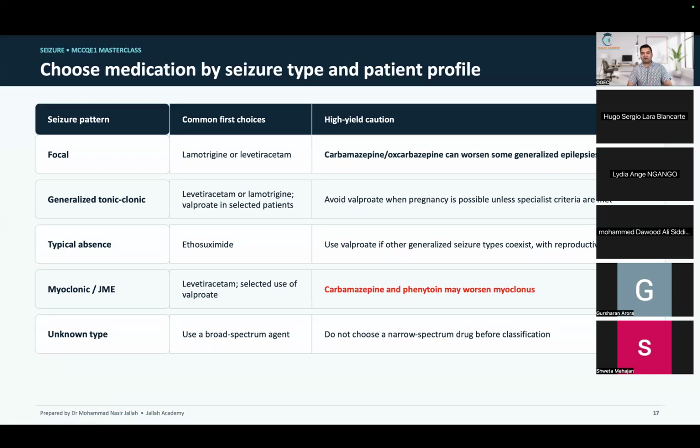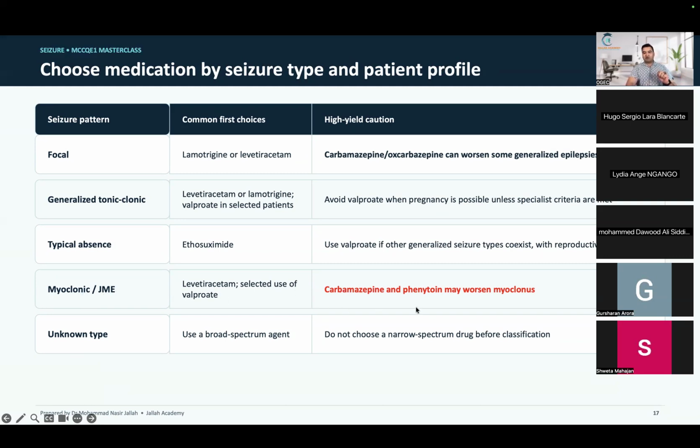Levetiracetam, if you see it anywhere, is always the best first choice, whether this is focal, generalized, or myoclonic. For focal, they prefer to use lamotrigine or levetiracetam, but still it is the first choice. Generalized, it is the first best choice. The myoclonic, the first best choice. Select use of valproate for myoclonic, for juvenile myoclonic epilepsy.